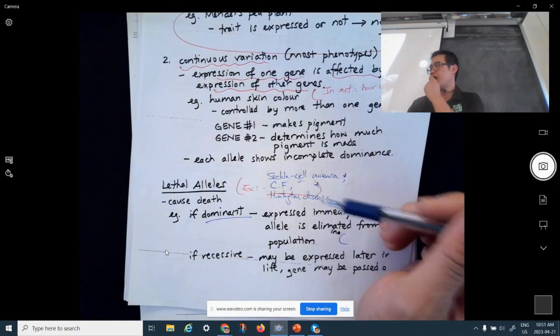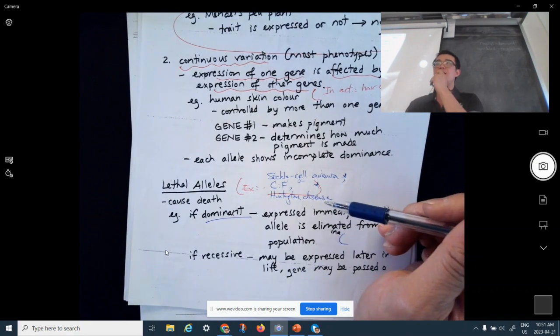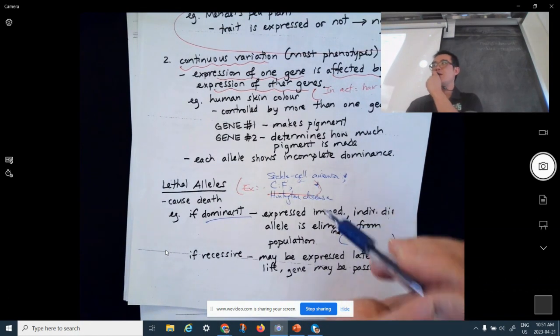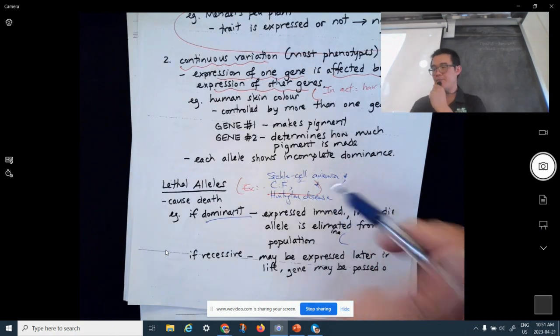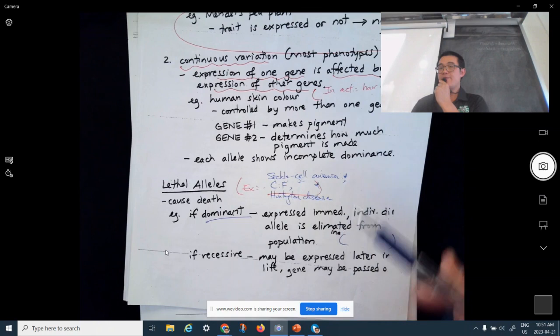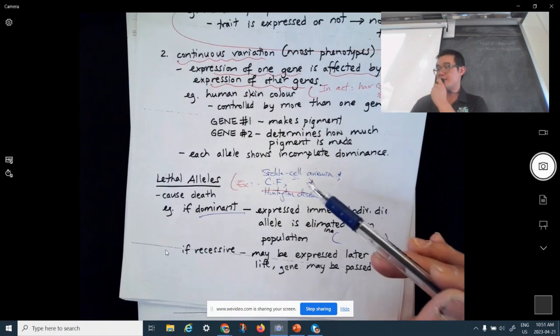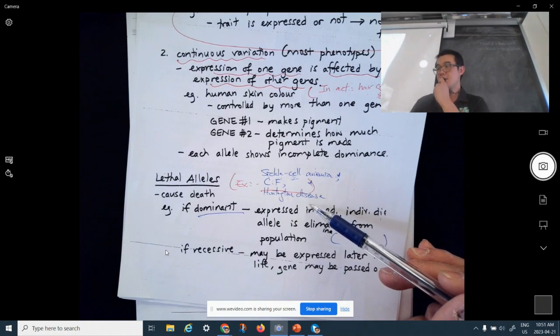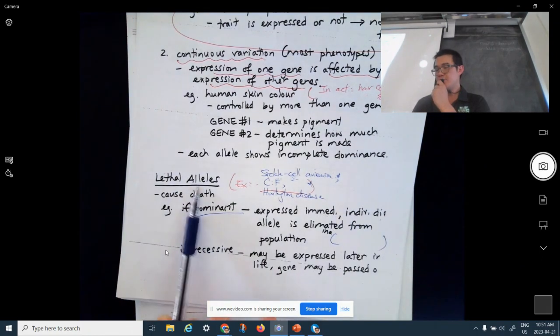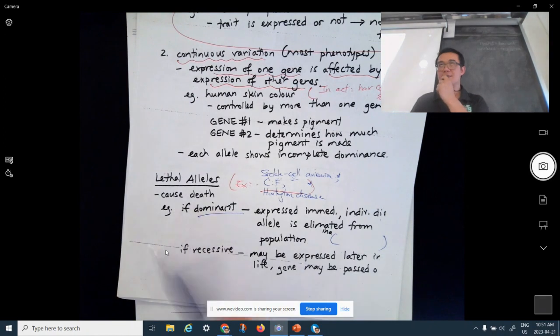Now, lethal alleles. When I look at the textbook, it's not in this version of the textbook. However, when I look it up, some examples will be things like sickle cell anemia, cystic fibrosis, and Huntington disease. Typically, lethal alleles are alleles that cause death.